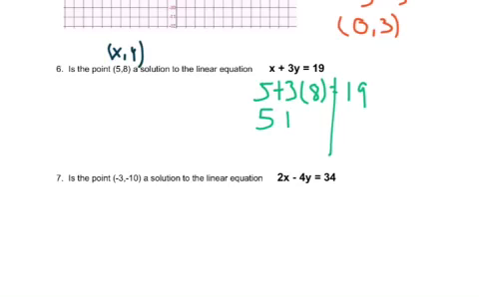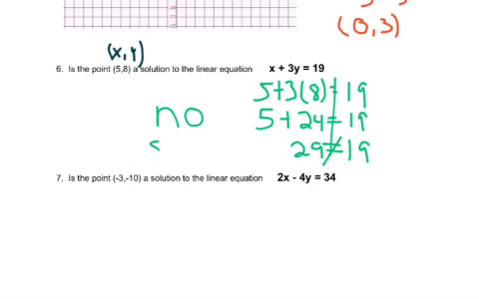Well, I would have 5 plus 3 times 8 is 24. I want to know if this equals 19. 5 plus 24 gives me 29. Since 29 does not equal 19, that ordered pair is not a solution, because if you graphed this data, this point would not be on the line.